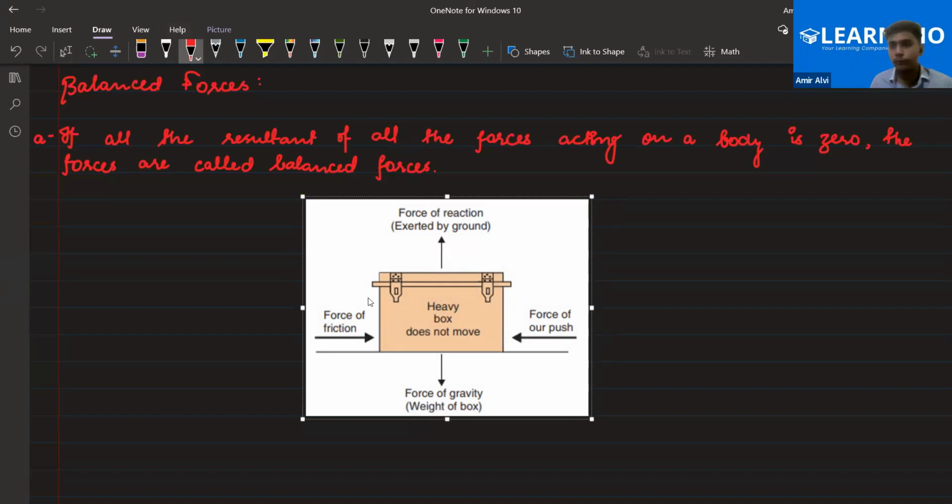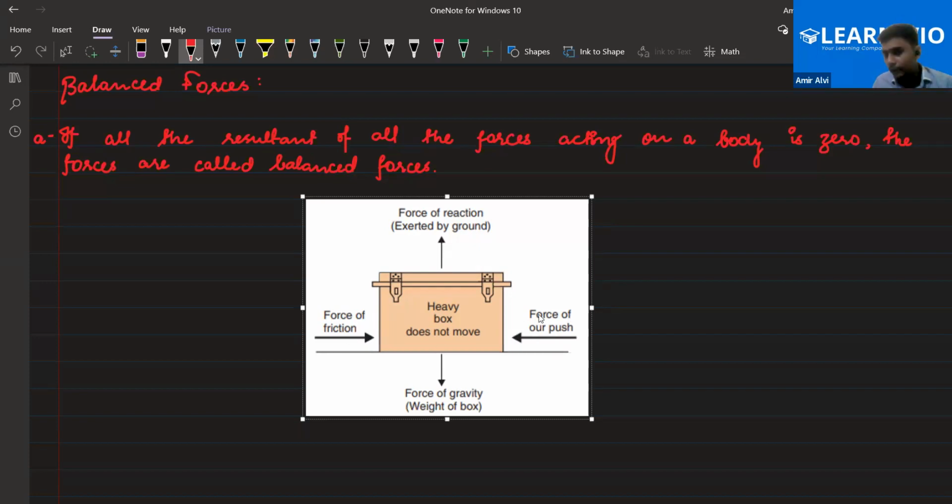You must have known the force of friction. Is there anyone who does not know the force of friction? Anyone? Okay, so it means that everybody knows what frictional force is, right? So force of friction is the force provided by the surface, right? So as you can see, the force of friction is there.